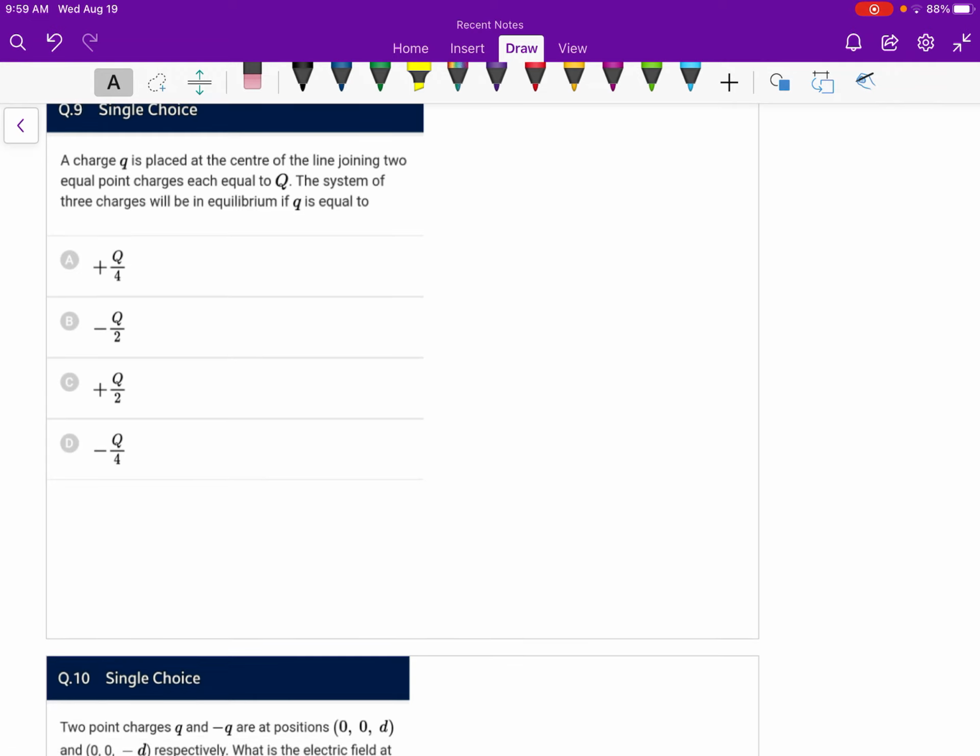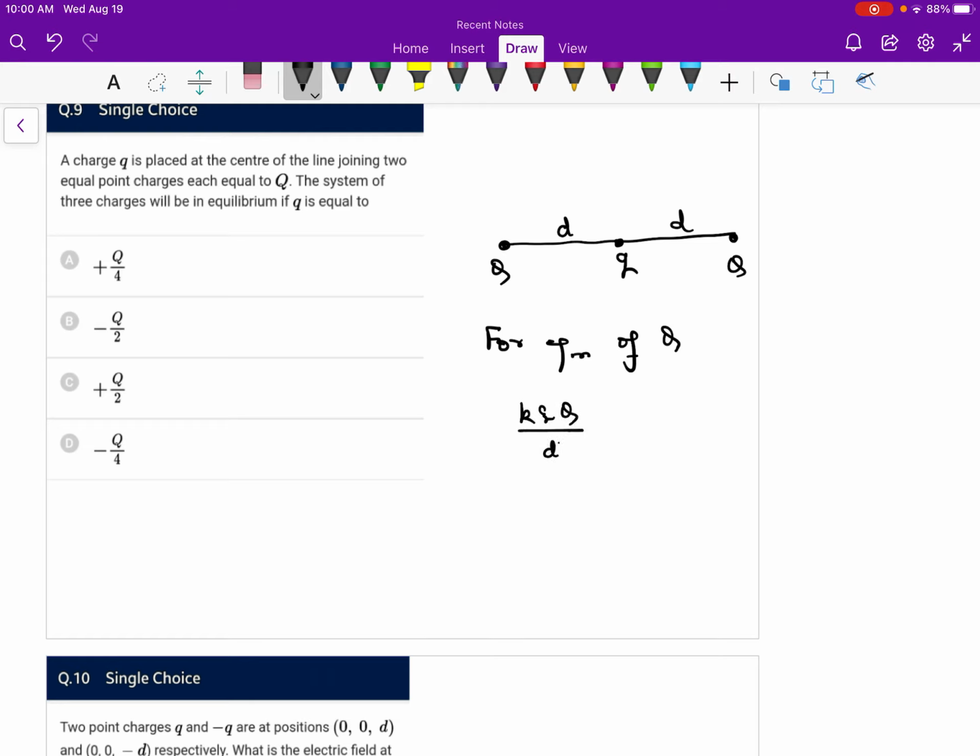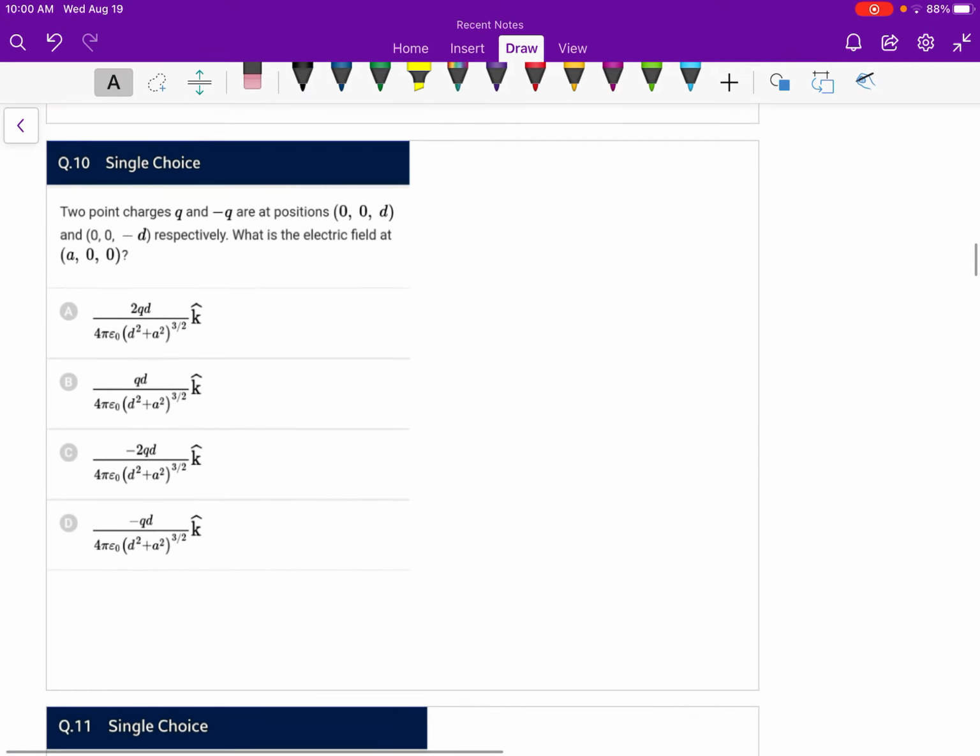Charge Q is placed at the center of a line joining two equal point charges, each of charge Q. So we have capital Q and small q at the center. Let this distance be d, and this be d. So small q is in equilibrium. Now for equilibrium of capital Q, k small q capital Q upon d square plus k capital Q square upon 4d square is equal to 0. So small q equals minus Q by 4. So D is the correct option.